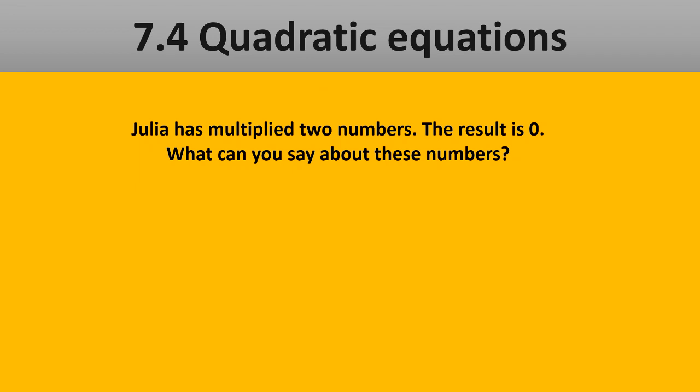But before I'm going to start talking about the product sum method again, I want to answer this question. Julia has multiplied two numbers. The result is 0. What can you say about these numbers? Think about this for a moment, right? We have two numbers, we multiply with each other. What can the value of those numbers be?